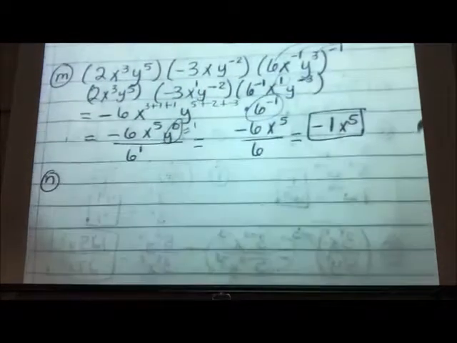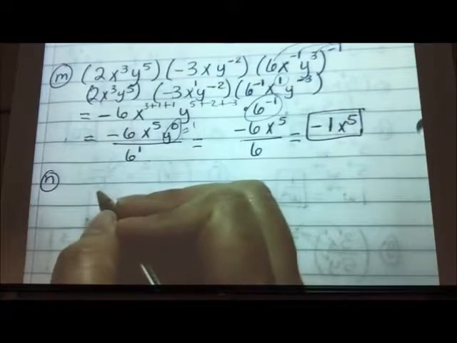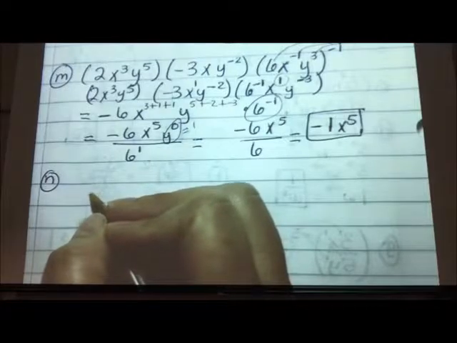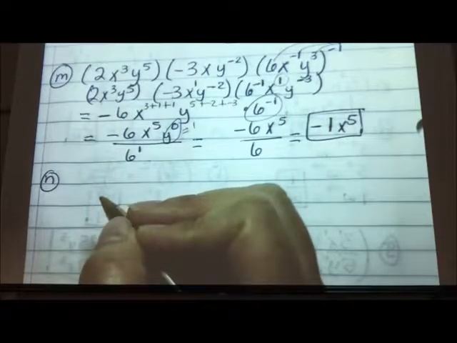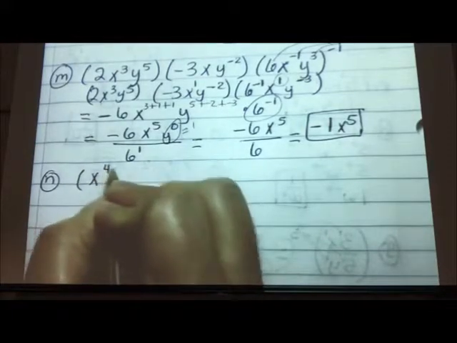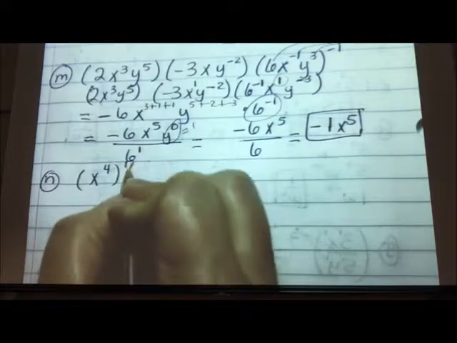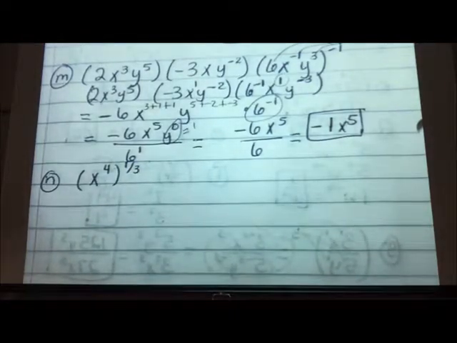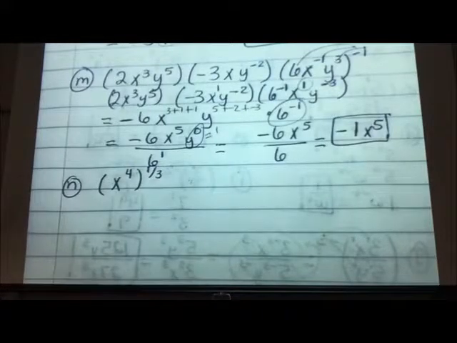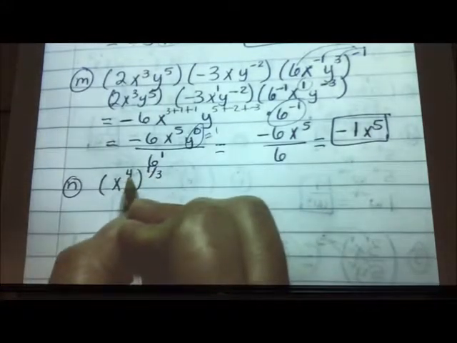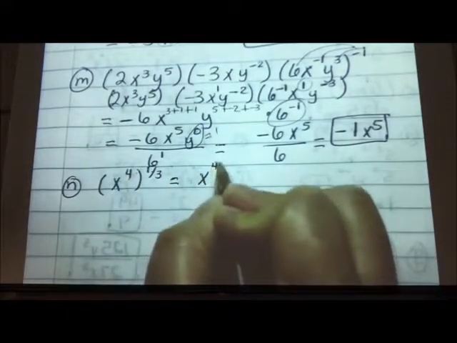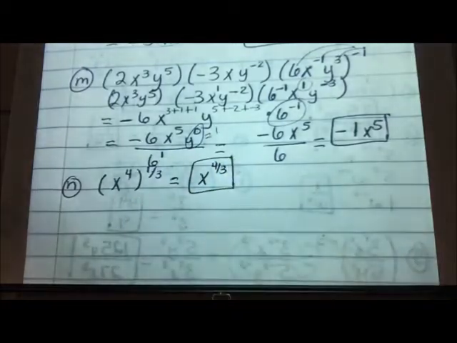Now, let's say that I have x to the 4th and a 1/3 outside. So it's just a rule. I know there's a fraction. It doesn't make it any different. What do you do when we have an exponent there and an exponent there? According to the last rule, you just multiply them. So this becomes x to the 4 over 3. And that would be your final answer.